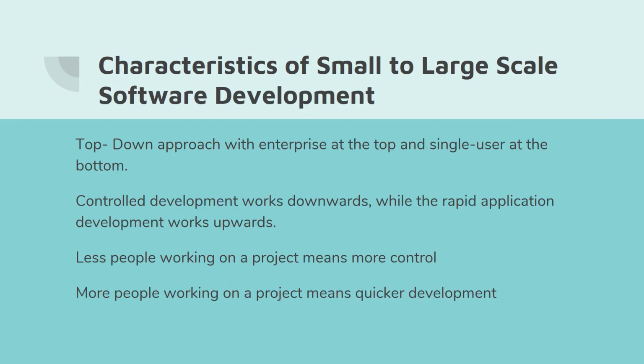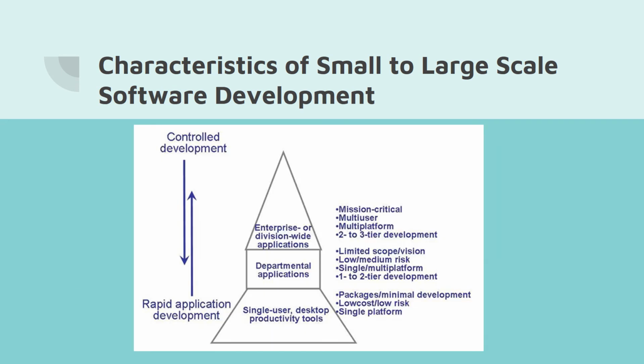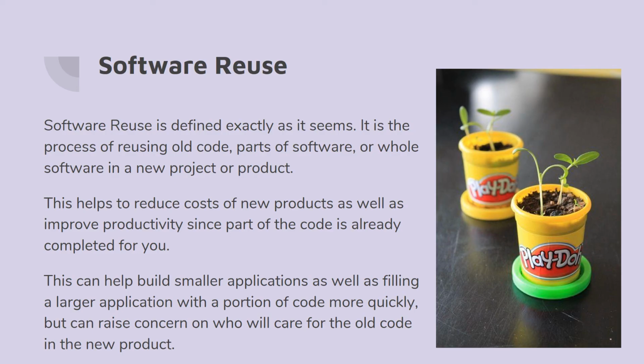Characteristics of small to large-scale software development. It's a top-down approach with enterprise at the top and single user at the bottom. Controlled development works downwards, while rapid application development works upwards. Fewer people working on a project means more control. However, more people working on a project means quicker development. The figure shown here shows the small to large-scale software development in a hierarchy with enterprise at the top and single user at the bottom.